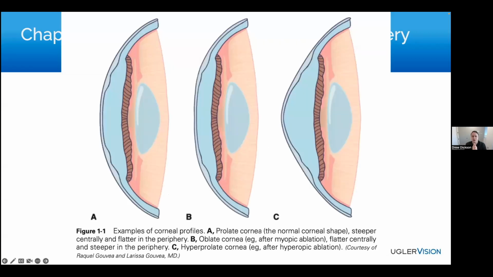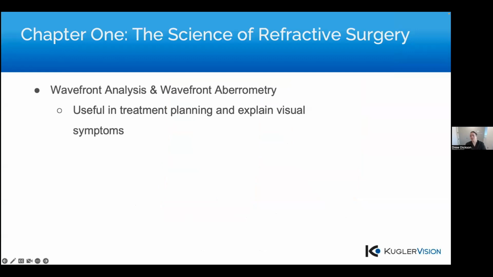So this image from your book shows image A, the normal prolate cornea, where it's steeper centrally than in the periphery. B represents an oblate cornea, possibly after a myopic ablation, where you can see it's flattened more centrally than the periphery. And C represents a hyperprolate cornea, after having some hyperopic correction to steepen that central cornea and increase the corneal power.